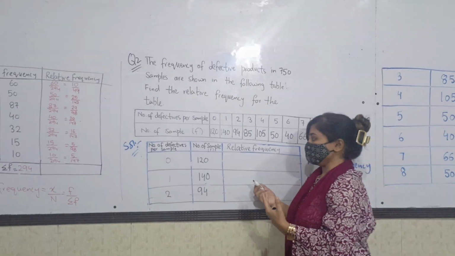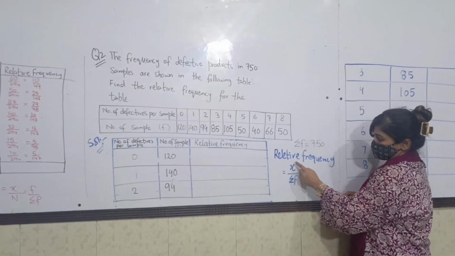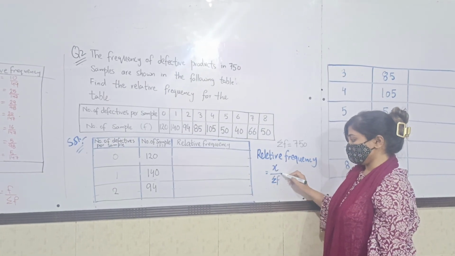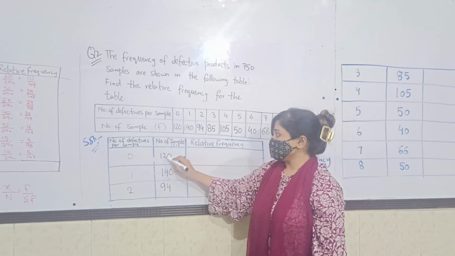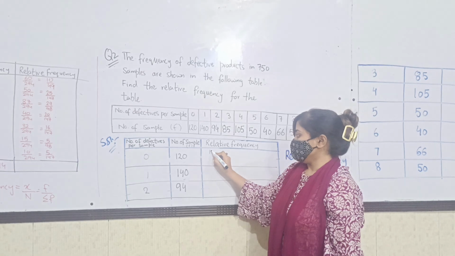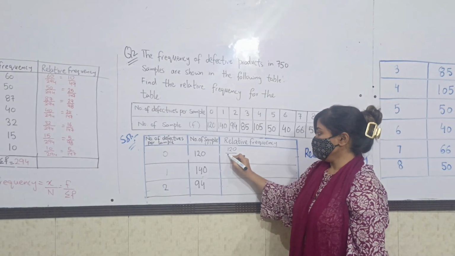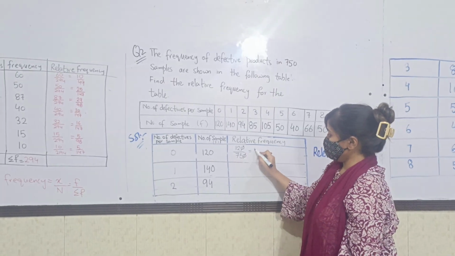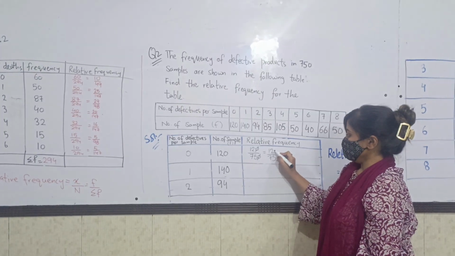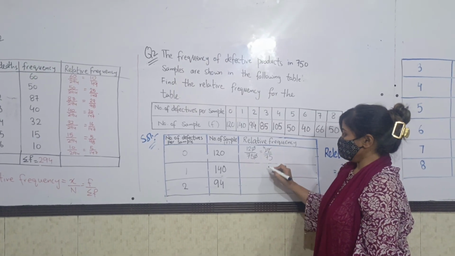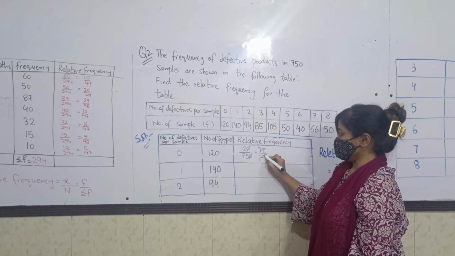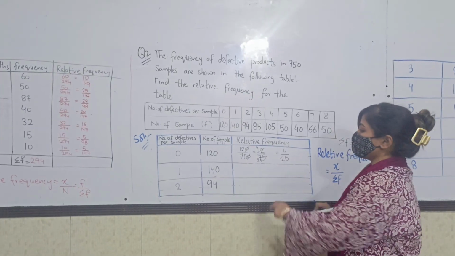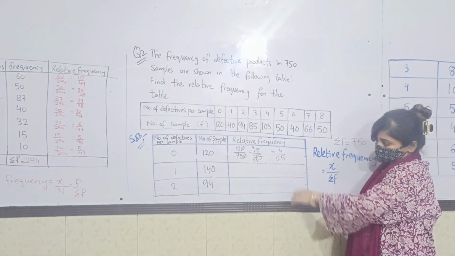Now we have to find the relative frequency, and what is the formula of relative frequency? That is x over n, the specific frequency over the total frequency. So the specific frequency starts from here, 120 over 750. The zeros cancel. Now 12 over 750 is left. 3 fours are 12. 3 twos are 6, 1 carry, and 3 fives are 15. So the answer is 4 over 25. You can do it directly by using a calculator.